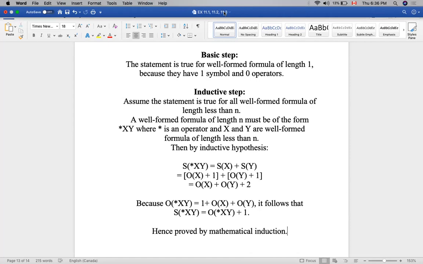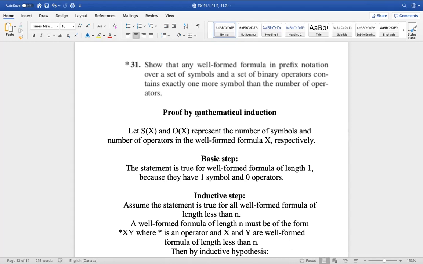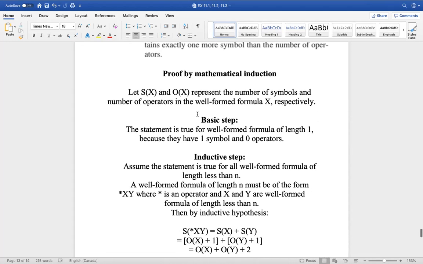So basically what we did is, we had to prove that any well-formed formula in prefix notation over a set of symbols and a set of binary operators contains exactly one more symbol than the number of operators. So here we have proved it by mathematical induction. We did the basic step. In the very basic well-formed formula, we have just one symbol and we don't have any operators. So it is the well-formed formula of length 1.